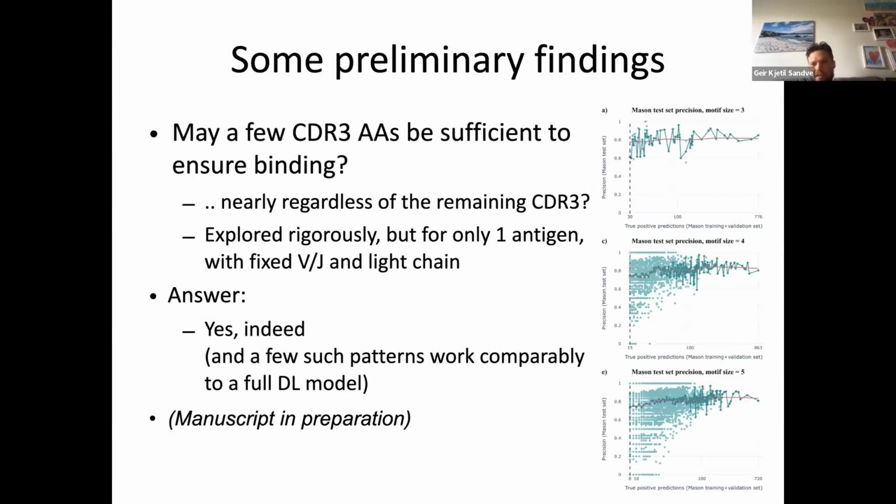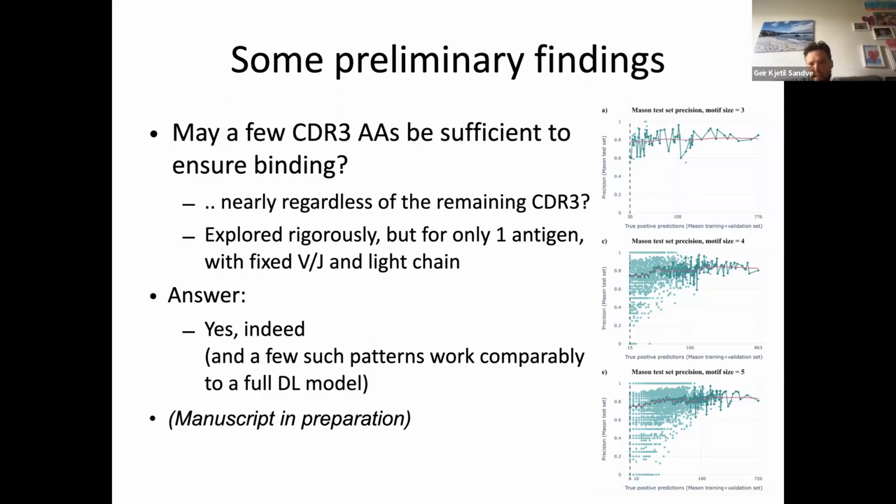So we're trying to look into this a bit in the simplest possible way, taking the data from Mason et al. in Nature Biotech in 2020, I think. We asked, do we find small patterns that only involve very few positions with specific amino acids, such that if you have this pattern, it will bind whatever amino acids you have at the remaining positions? Can you find 3 positions with 3 particular things, and then it doesn't matter what is in the rest of the CDR3, you almost always bind?